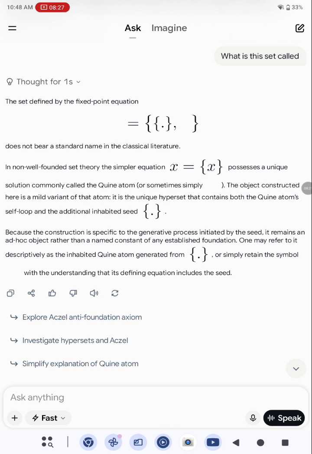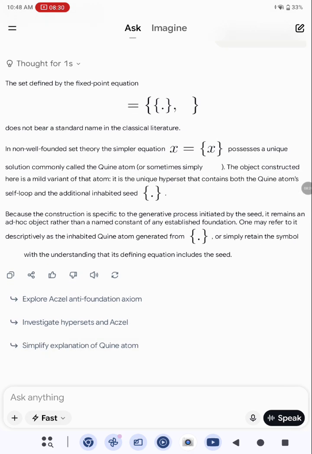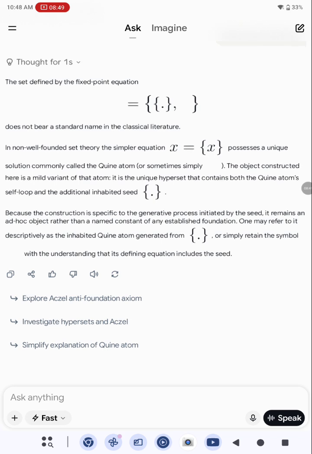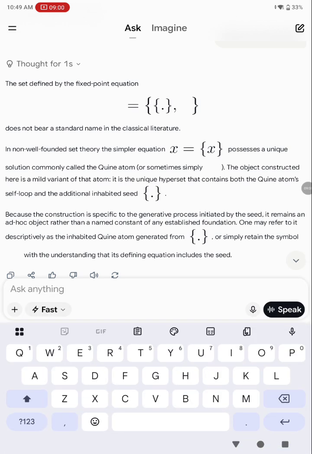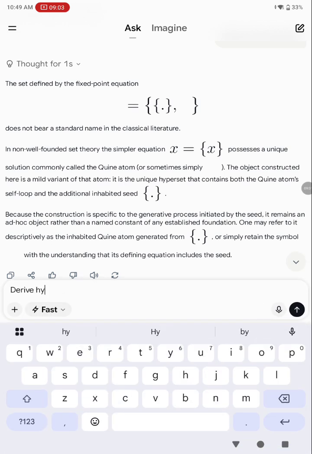There's like no name for it. The object constructed here is a mild variant of that atom. It's a unique hyperset. It contains both the Quine atom self-loop and an additional inhabited seed. Because the construction is specified by the generative process initiated by a seed, it remains an ad hoc object rather than a named constant of any established foundation. We now have the inhabited Quine atom generated from the inhabited null seed. So derive hypermathematics.